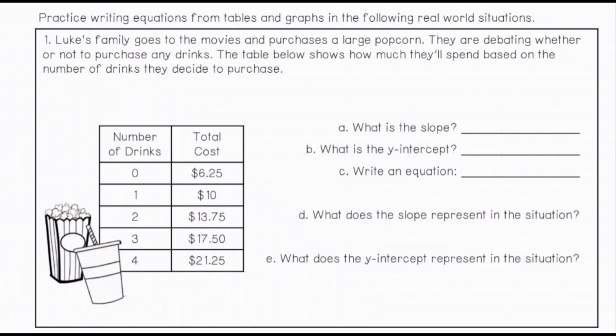So if I want to find the slope from this table, I want to find the change in y over the change in x. I know my number of drinks is going to be my x, and the total cost is going to be my y, because the cost is going to depend on the number of drinks that I purchase. So if I take my y values and see how much they're changing, I see that they're changing by $3.75 for every one drink. 3.75 divided by 1 would give me a slope of 3.75.